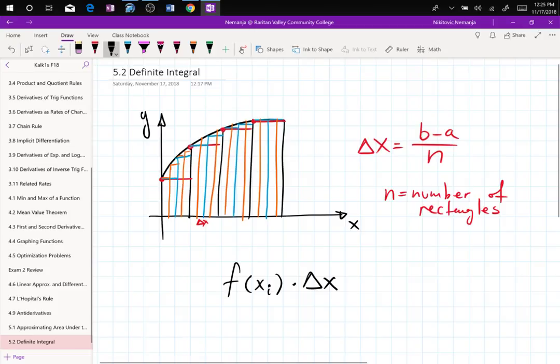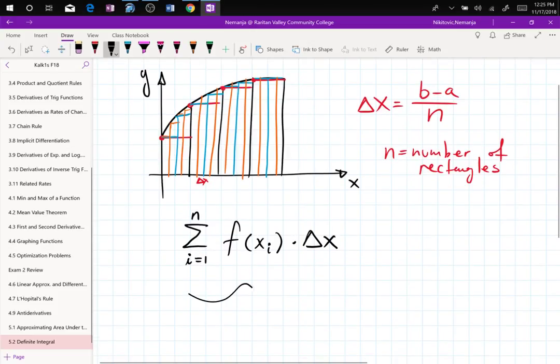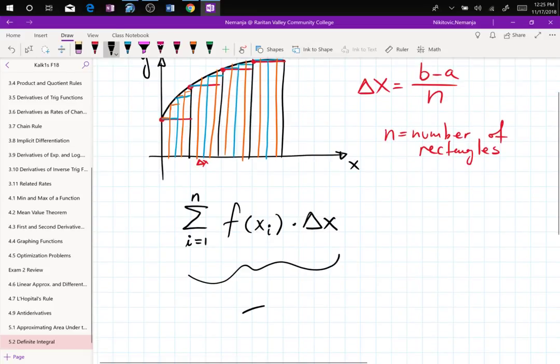Now look what I'm going to do. I'm going to add all of the rectangles from 1 to n. So this formula now shortens. When you have like 4 rectangles, you go 1 to 4, right? If you have 8 rectangles, you go 1 to 8 on the summation. And if this was summation 1 to 4 of f of x i delta x, that is f of x1 delta x plus f of x2 delta x, right? 4 of them.